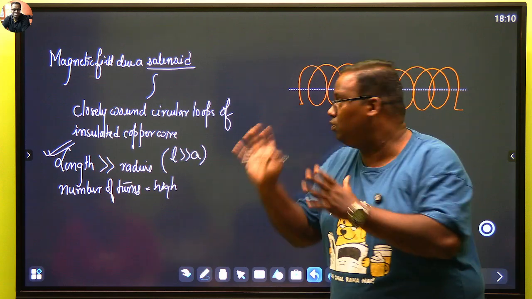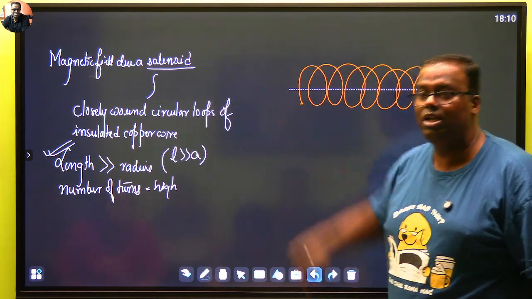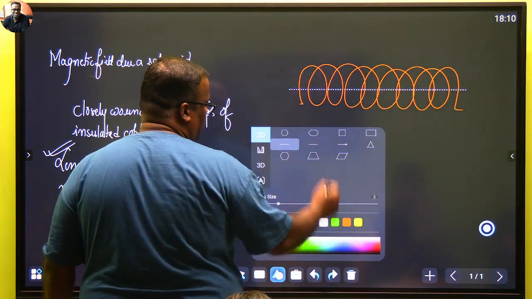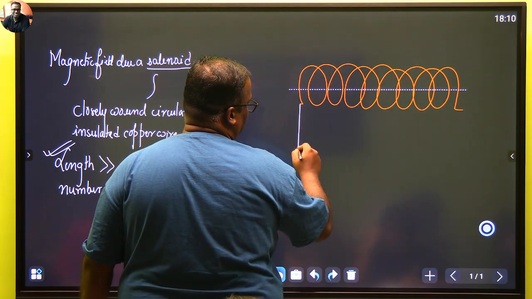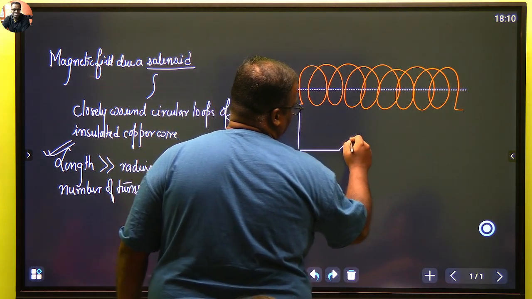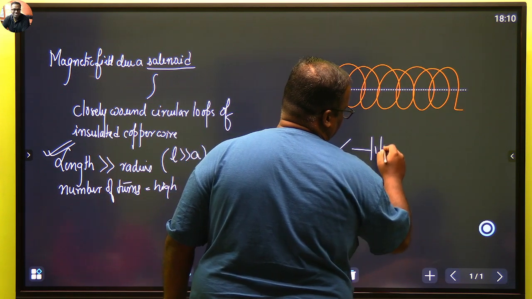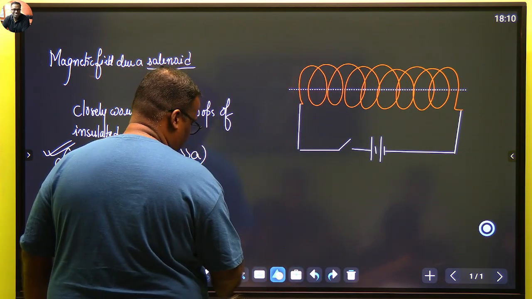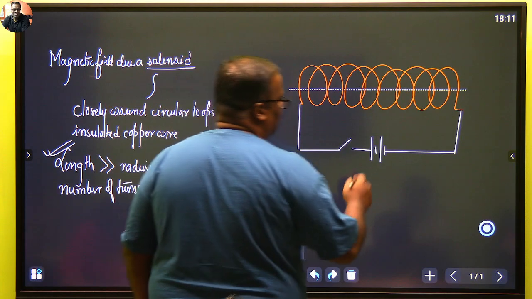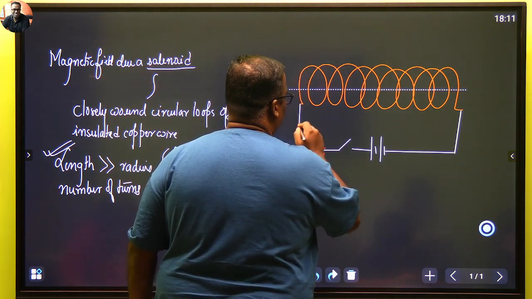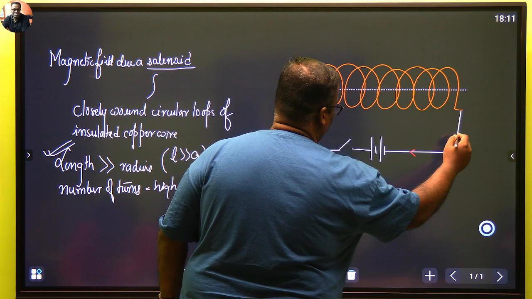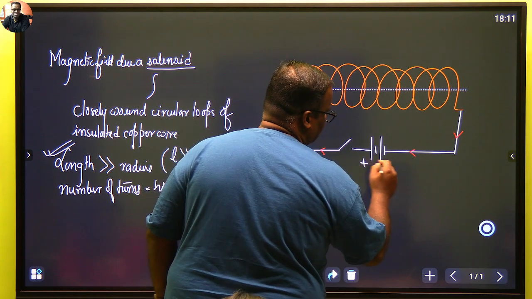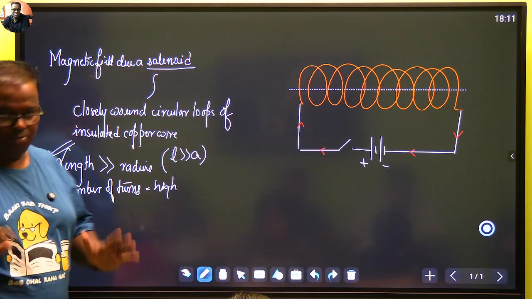Now we will make current flow through this solenoid, because we are interested in finding the magnetic field due to a solenoid. Let's see how it will be. Okay? Let's now make current flow through it. How will we give the current? From here. Let's give the direction of the current flow. Now it will be fun. Come on. Very important.